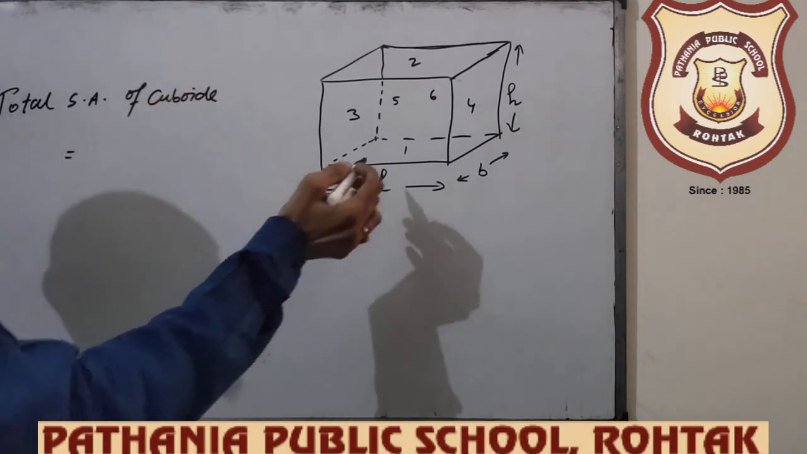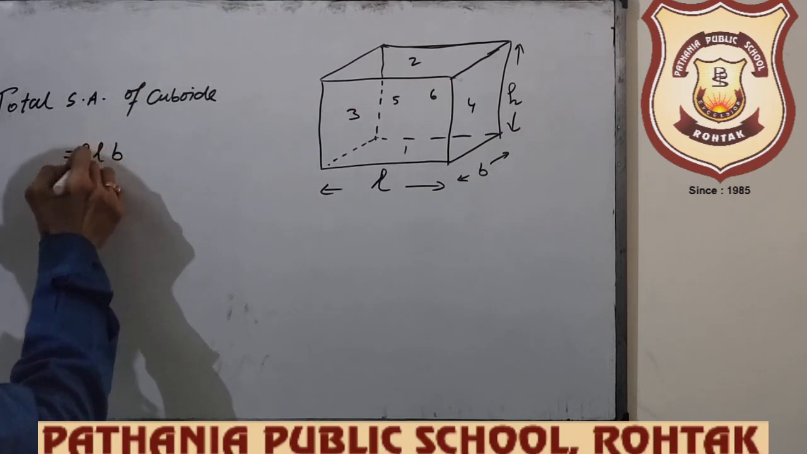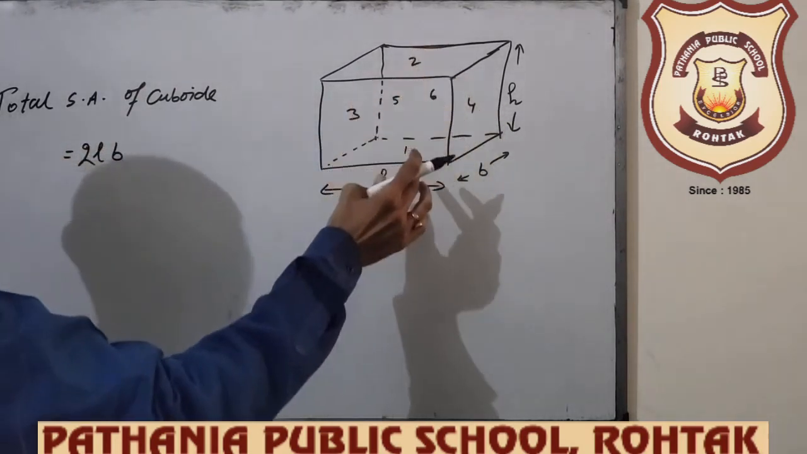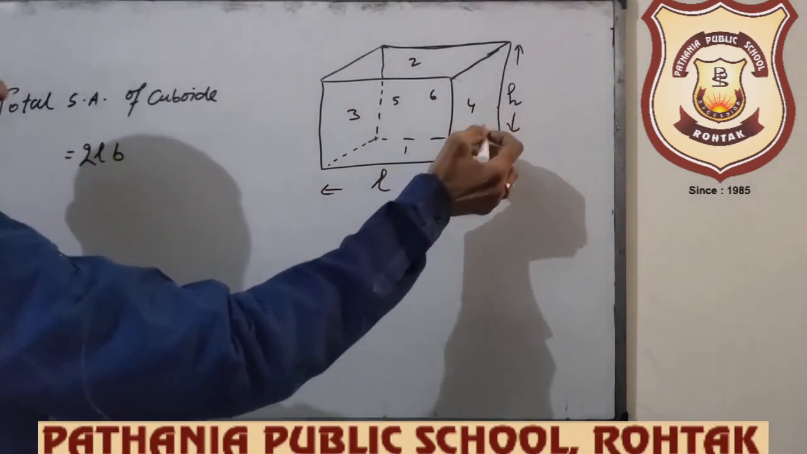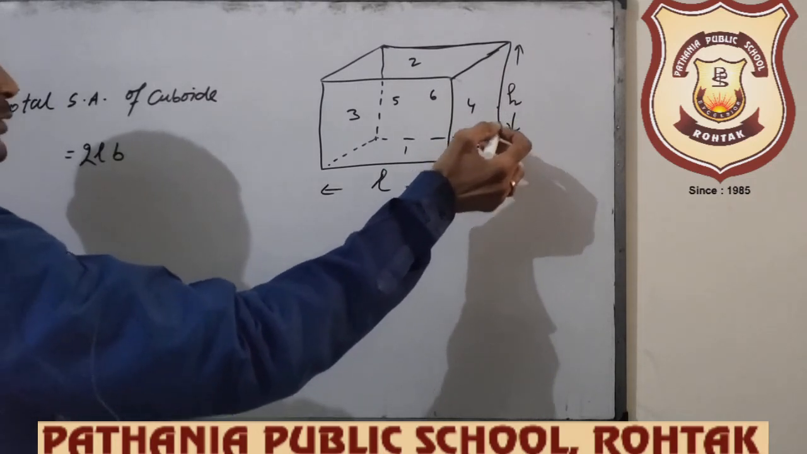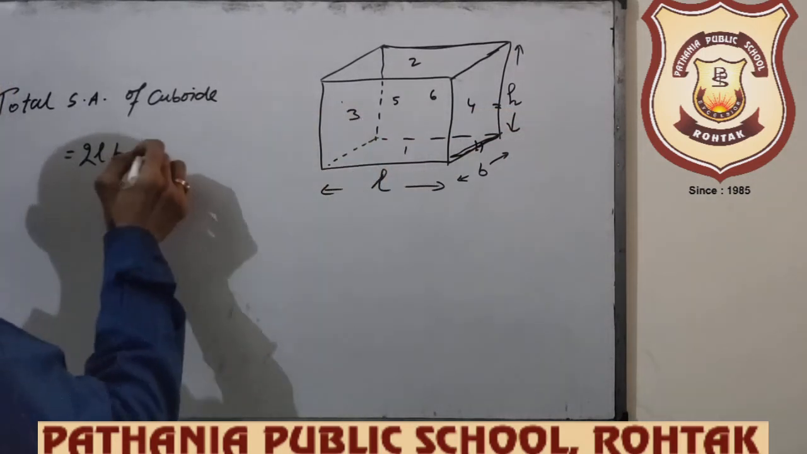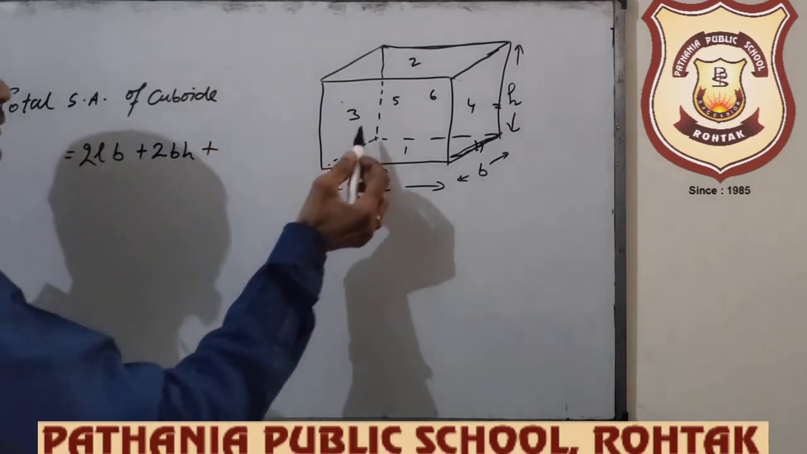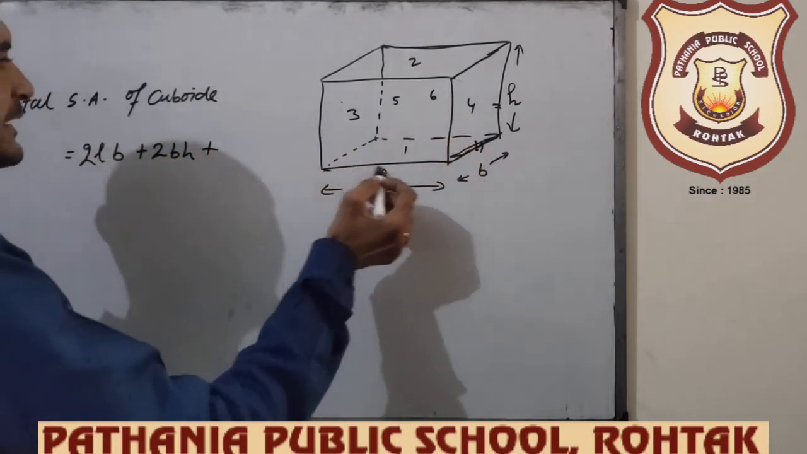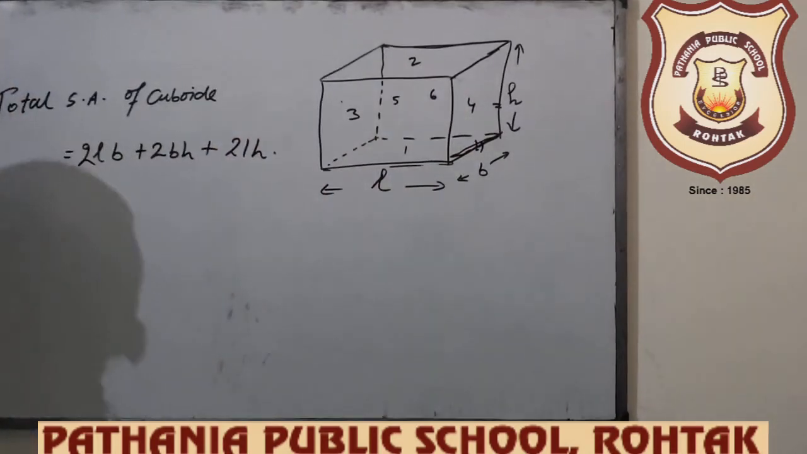The area of floor and ceiling, L into B, 2LB. The area of third and fourth faces is breadth into height, and the same area is this one. So 2BH, B into H. And the area of the front face and back side is length into height. So 2LH. So this one is the total surface area of cuboid.